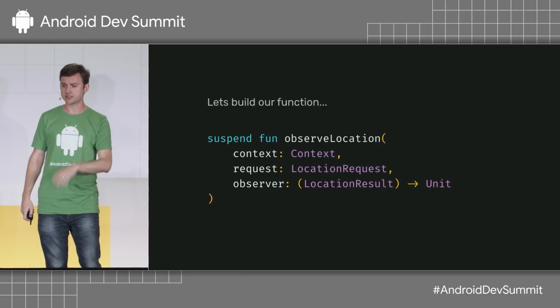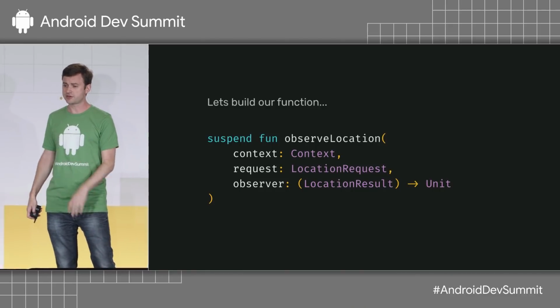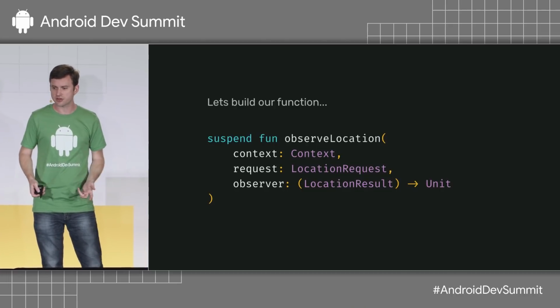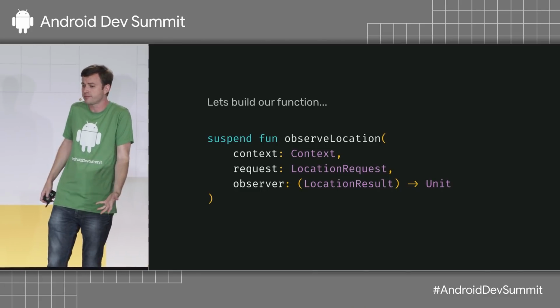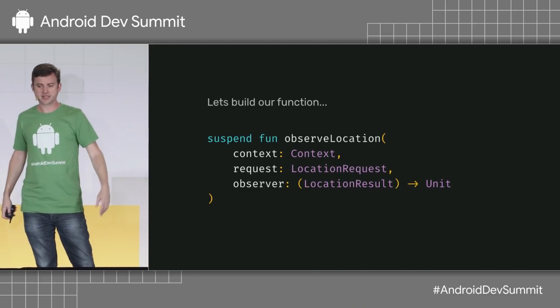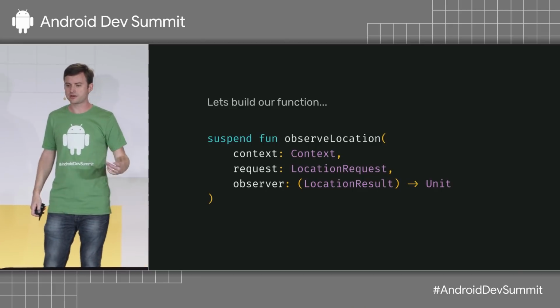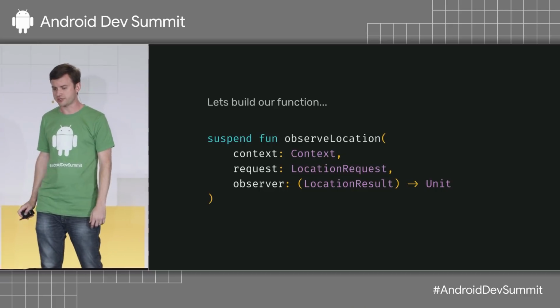So let's again start by writing a simple function, or at least it's going to start out simple. Suspending functions don't return until their work is all done. So there's no disposable or closable returned by it, since the calling scope itself is cancelable. We just don't return until we're done. Our observer, in this case, can just be a simple lambda that accepts a location result, and we'll call it whenever a new location is reported, without actually returning from observeLocation.